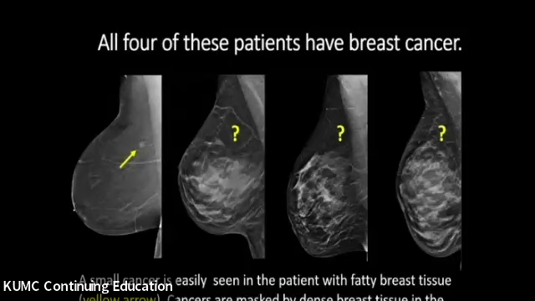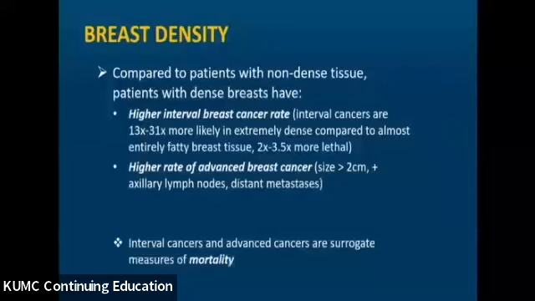I love this slide. We're going to talk about all of these patients as we go through this lecture, but these are four different patients. They all have breast cancer. If you look on the left, the patient has fatty breast tissue, and the small cancer is incredibly easy to see. We wouldn't miss that. But if you look at our next three patients, they all have dense breast tissue. Those patients all have cancer, and they all had normal mammograms. So we're going to talk about this and really talk about how the masking effect comes into play.